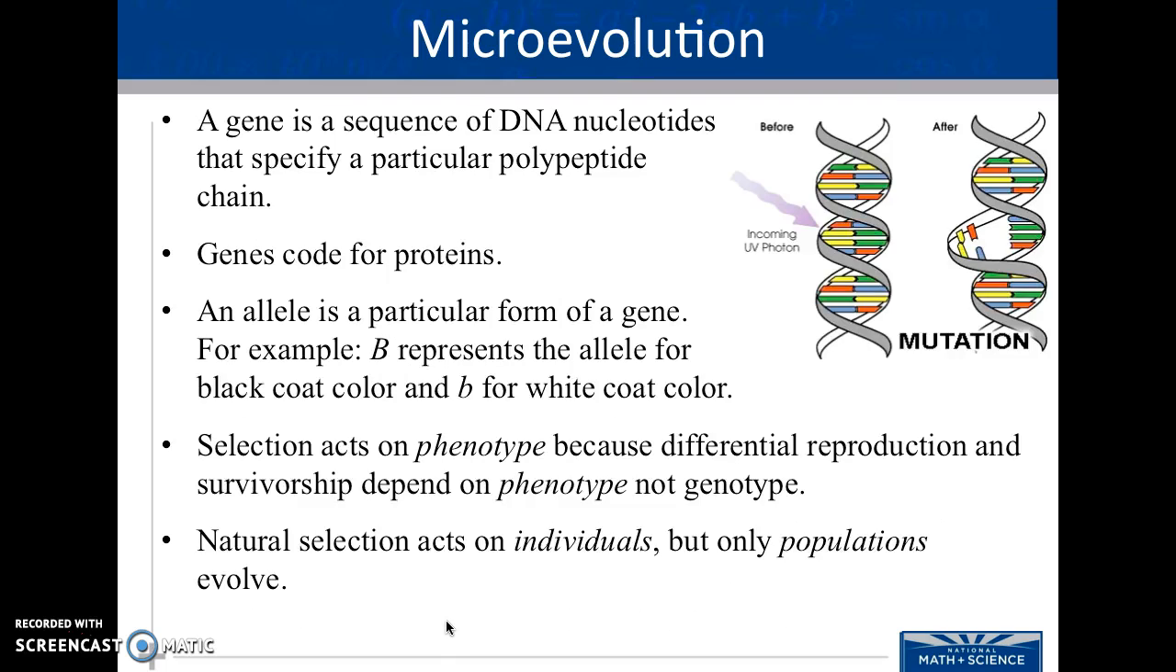Other things to know about microevolution: a gene is a sequence of DNA that specifies a particular protein or polypeptide chain and therefore impacts one trait. So genes code for proteins, and those proteins end up creating a certain trait. An allele is a particular form of a gene. So when we talk about big A, little a, or big B, little b, when we start talking about Punnett squares, we know that there's different varieties of that one gene. The gene codes for hair color, for example. The different alleles are black hair, blonde hair, red hair, brown hair.